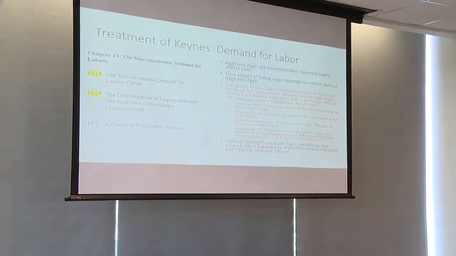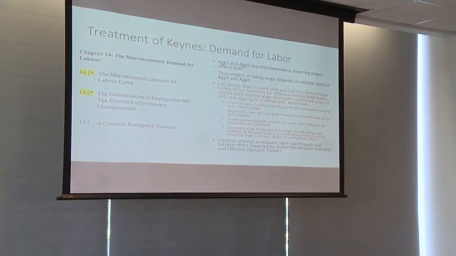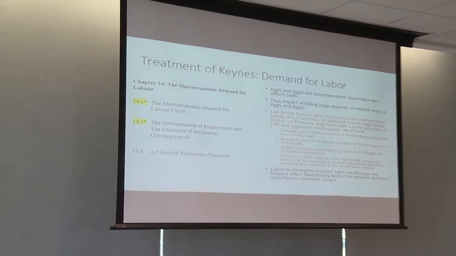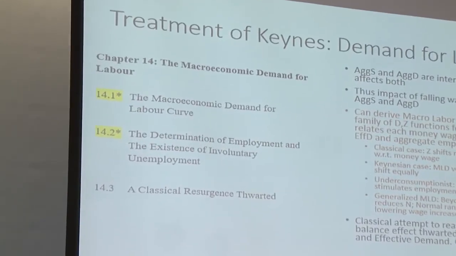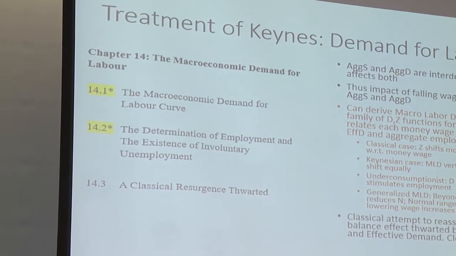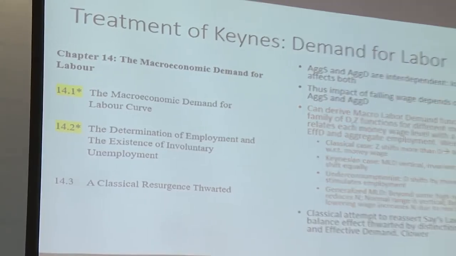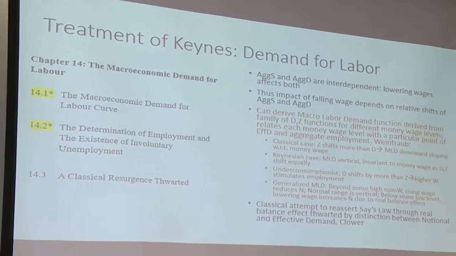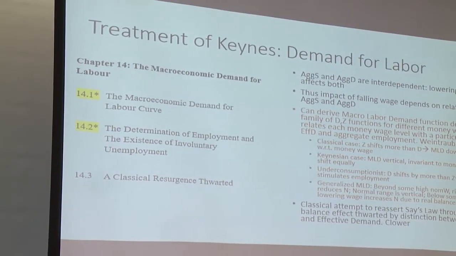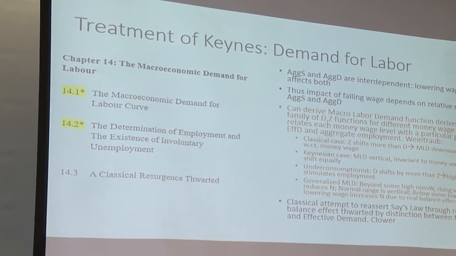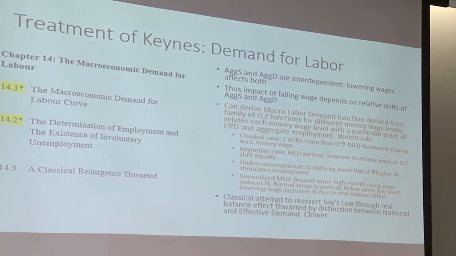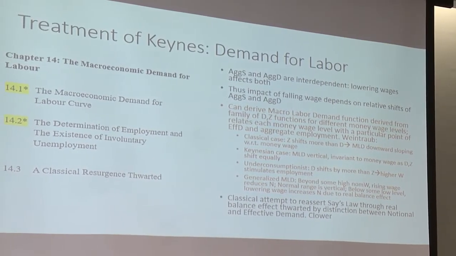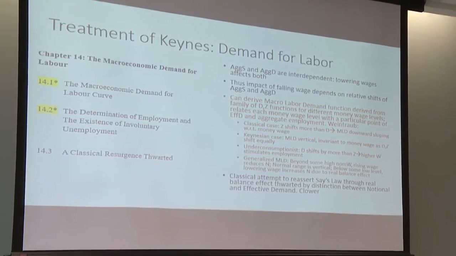We then move into what lies behind the supply and demand curves. We build aggregate supply and aggregate demand curves with the labor demand behind this. So aggregate supply and aggregate demand are independent. Lowering wages affects both, and this is why falling wages may not increase employment.